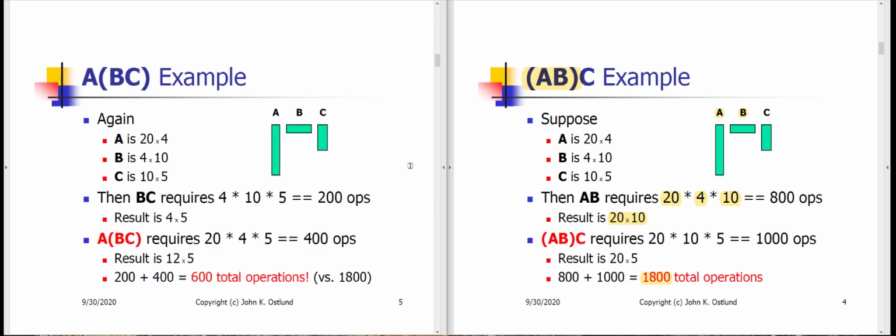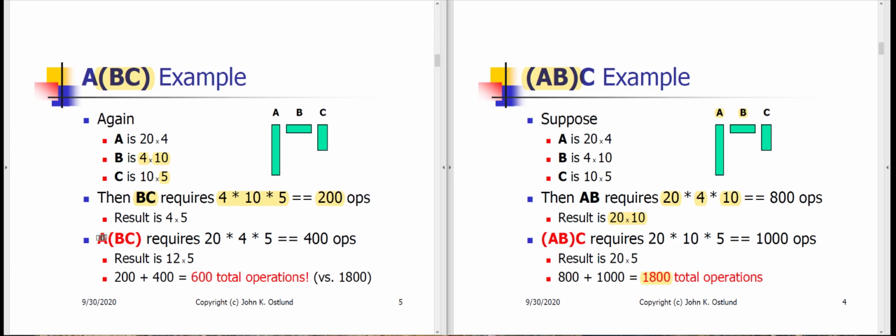Alrighty. Well, let's try doing this the other way. Let's multiply B and C first, and then multiply A by that product. The dimensions of the arrays A, B, and C are the same. If we multiply B and C first, then B is 4 rows by 10 columns, and C has 5 columns, so we're going to end up doing 4 times 10 times 5 is 200 multiplies for multiplying B times C.